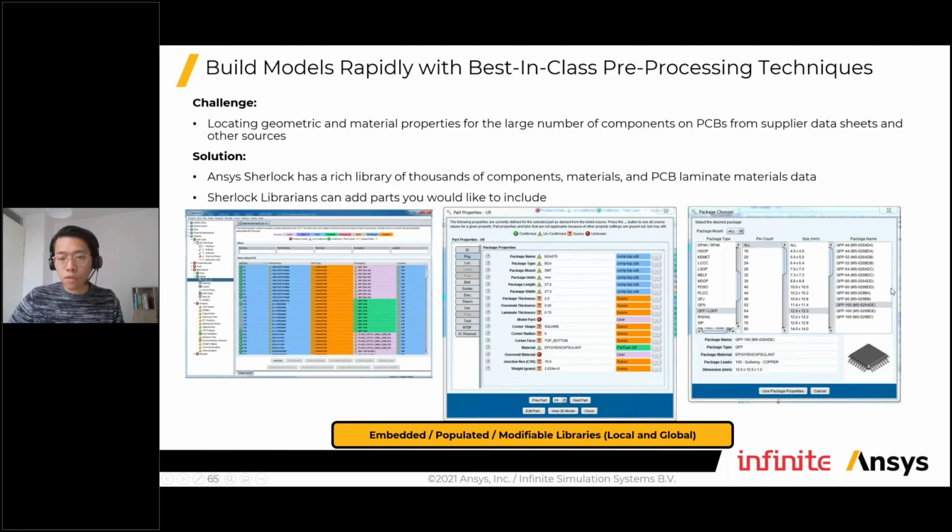And of course, there's a very comprehensive global parts library. You, as a company, can also build your own company library on top of that, so that you can bring your most accurate component on the board.